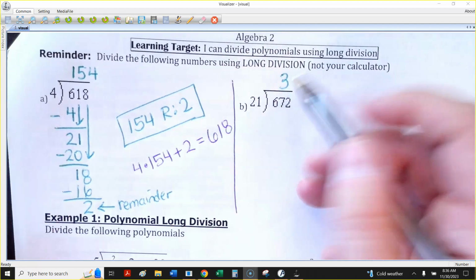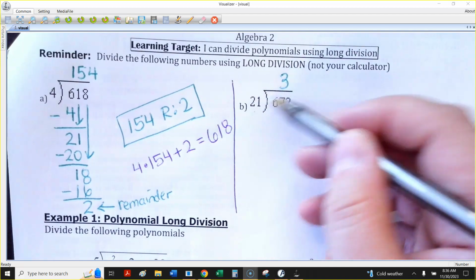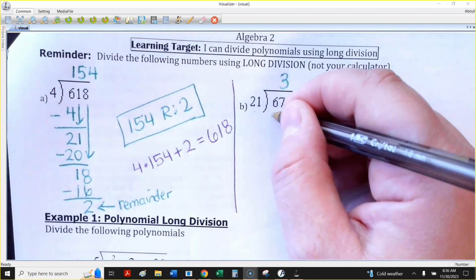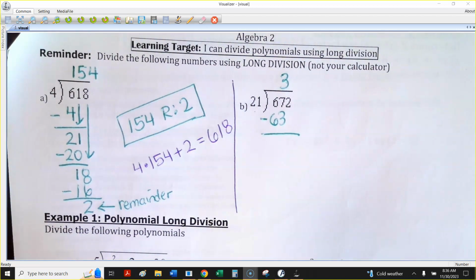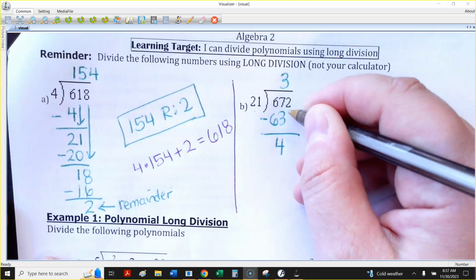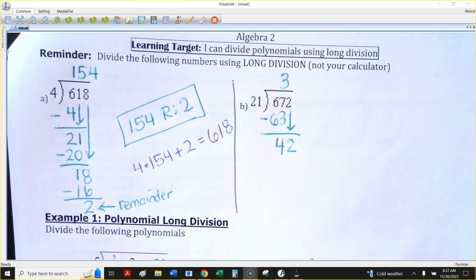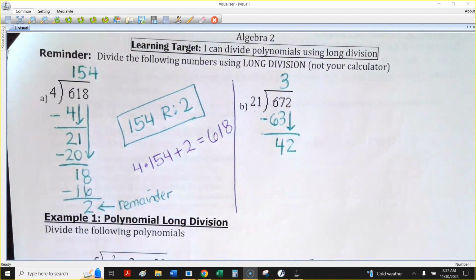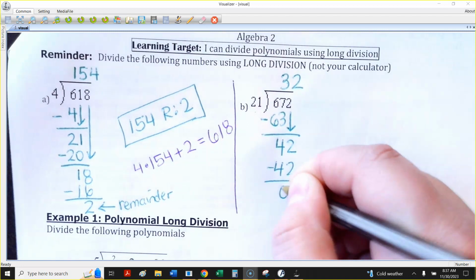You can use your calculator if you want to. Then you take 3 times 21 and write that underneath. 3 times 21 is 63, and you always subtract between these steps as your process. 67 minus 63 is 4, and you just bring down the next digit in the number. We haven't used the 2 yet, and you're just going to repeat the process. You may know how many times 21 goes into 42. Twice. And this is actually nice because 2 times 21 is 42, so that means I don't have a remainder.